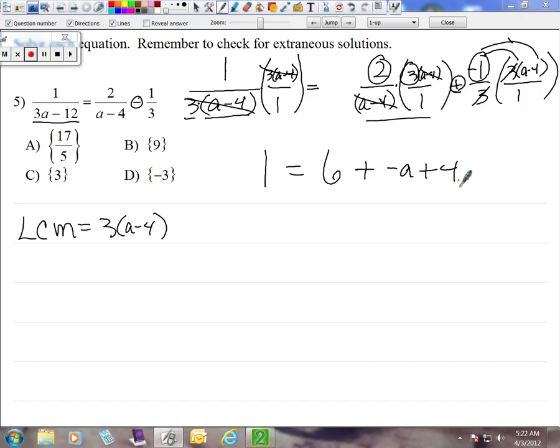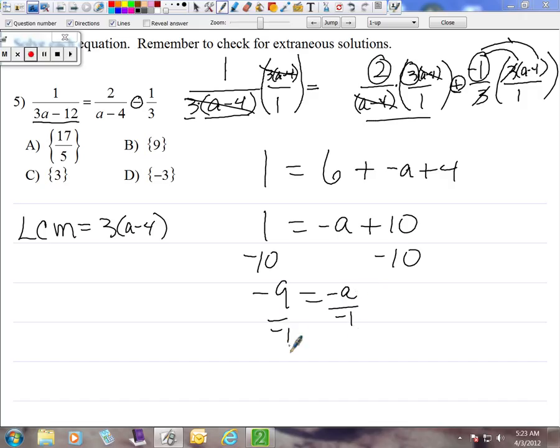It's amazing how simple the equation becomes after we get rid of our denominators. Happens pretty quickly. Now we add like terms. We have negative a plus 10. Now we're going to subtract 10 from both sides so we can get the a by itself. Solve for a. We have negative 9 equals negative a. And of course we can't stop here. You have to divide by negative 1. And now we see that a equals 9, which is our letter B.